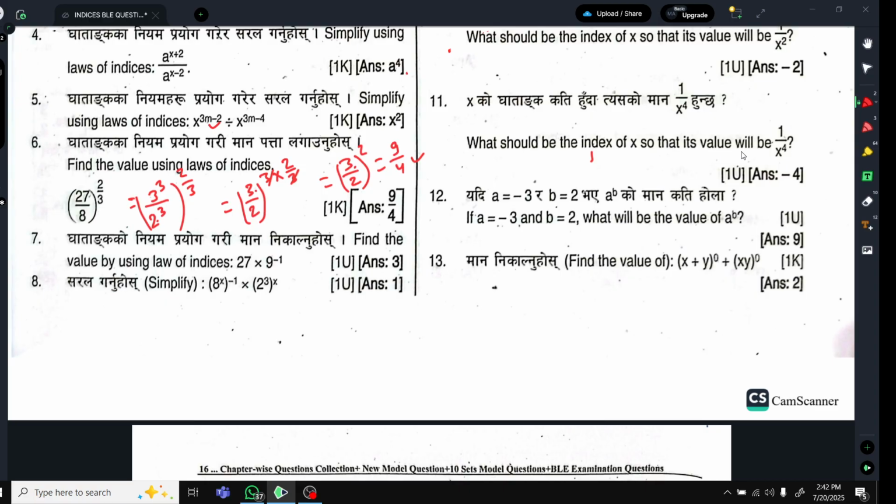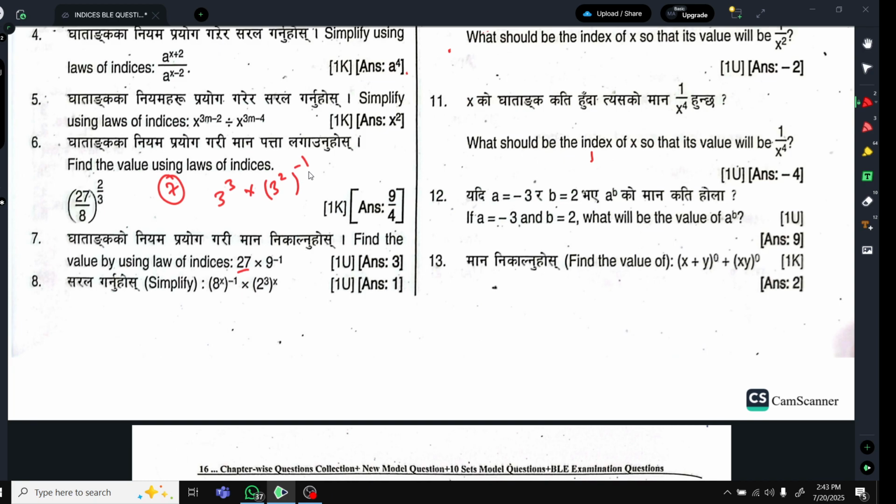Similarly now, question number 7, let's see what is given over there. In question number 7, find the value by using laws of indices. Again, this 27 we can write as 3 power 3. This is question number 7. 3 power 3 multiplied by this 9, which means 3 power 2, and it already has minus 1 as its power. So this can be written like this: 3 power 3 multiplied by, powers are multiplied, 3 to the power 2 into minus 1, that is minus 2.